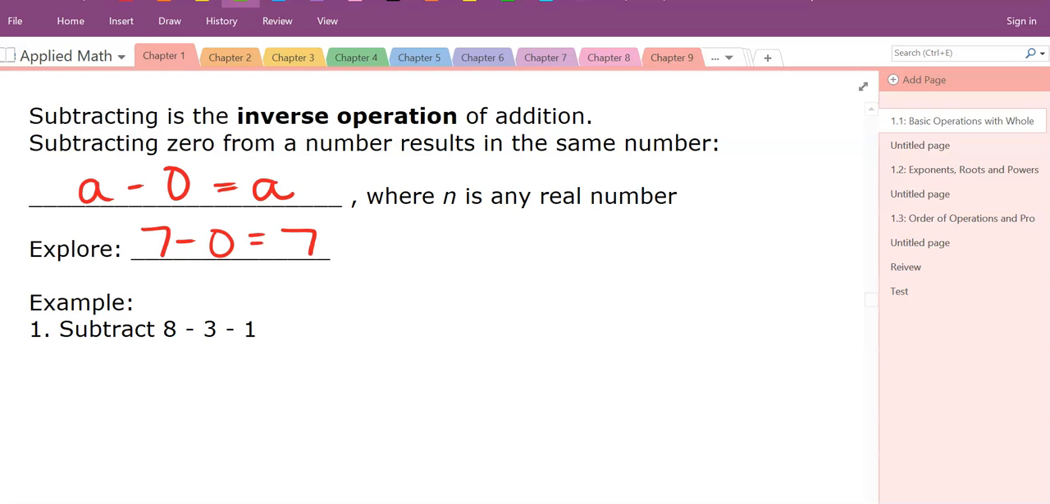When it comes to subtracting, you just want to go in the order that you see it, follow your order of operations in that sense. So for this problem, we're going to do 8 minus 3 first, which would be 5, and then minus 1, so our answer is going to be 4.